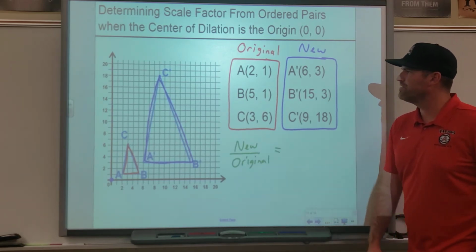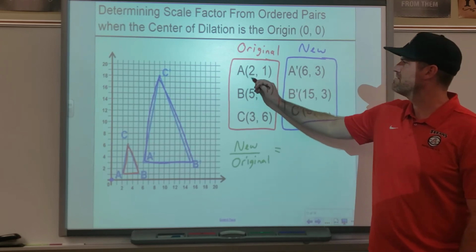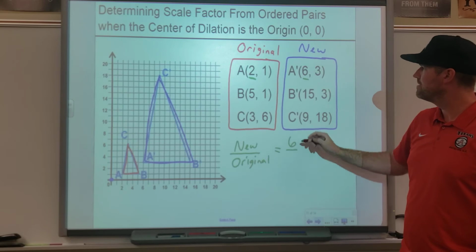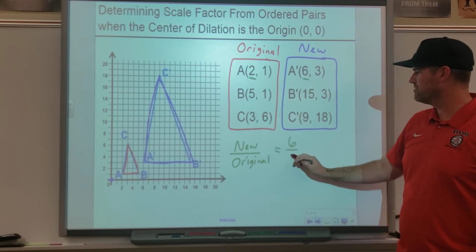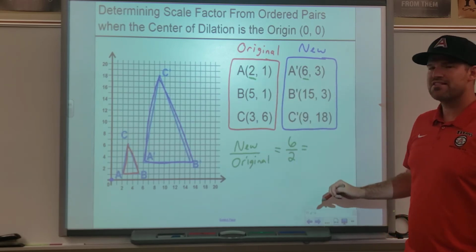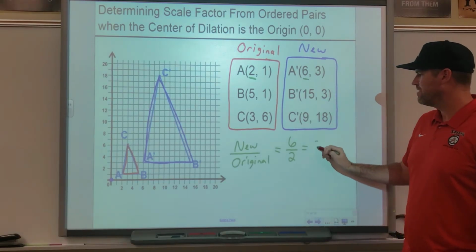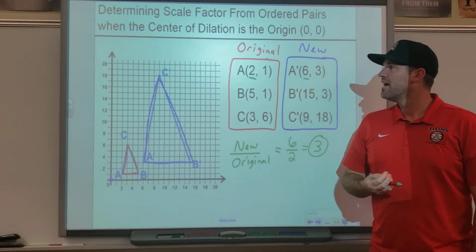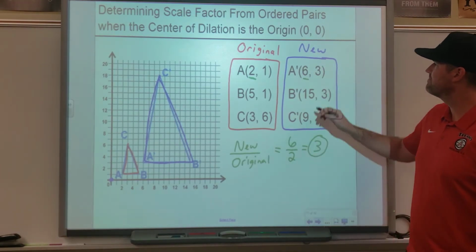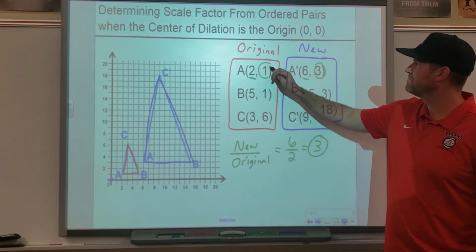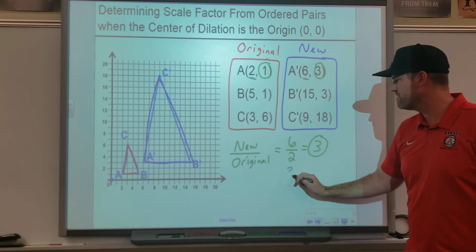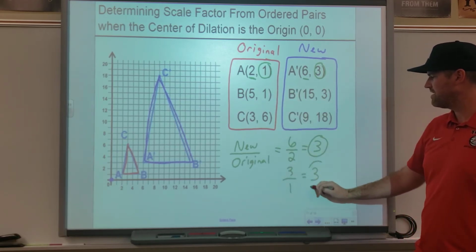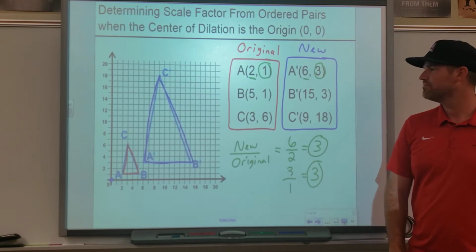So, for example, if I just look at the x coordinates, my new x coordinate is 6, my original x coordinate was 2, and 6 divided by 2 is 3. My scale factor is 3. I can test it on some other places, so maybe I take these two, right? My new is 3, the original was 1, that's a scale factor of 3.